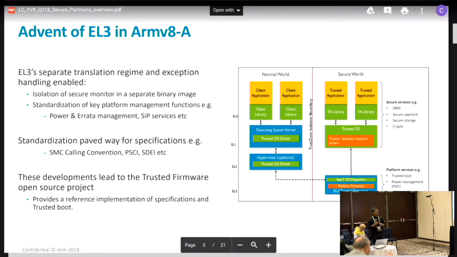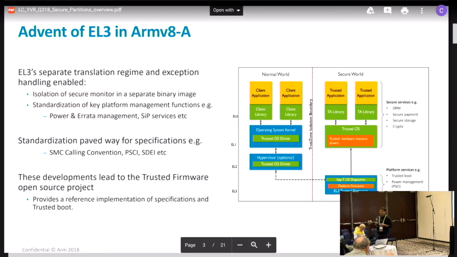So the trusted OS image could be pushed into secure EL1 and secure EL0. And the EL3 exception level was available for instantiating platform services. And these platform management functions were mainly things like power management and errata management, SIP services, OEM services, and such. So now that we had EL3, we could do some standardization, and we wrote some specs.